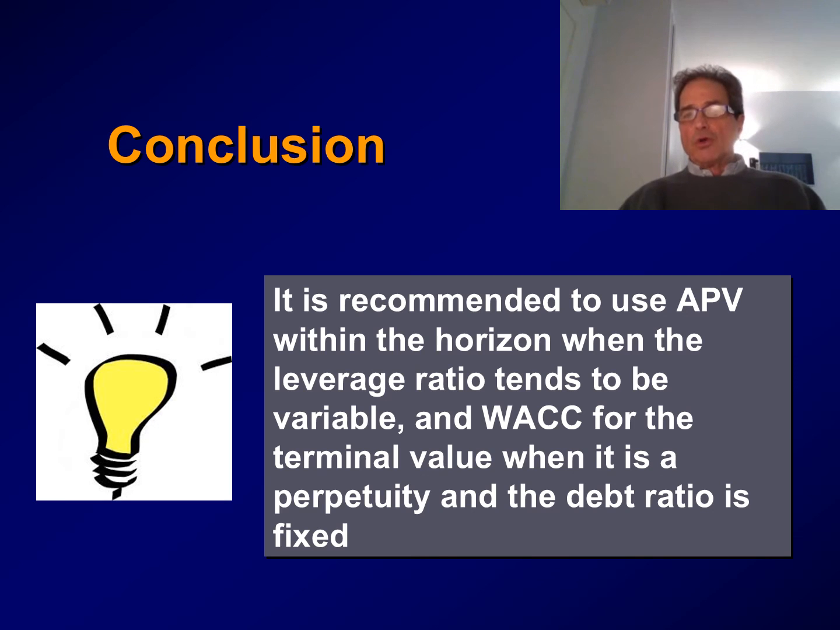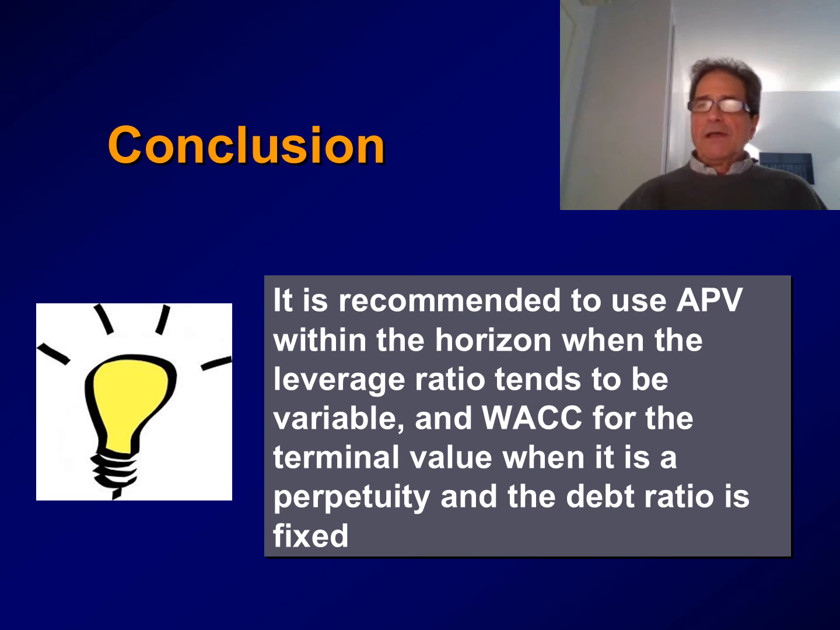So what is our conclusion here? The conclusion is that we should use APV, adjusted present value, for the cash flows within the horizon, and WACC for the cash flows after the horizon, whenever these cash flows are represented by a growing perpetuity. So we calculate the present value of this growing perpetuity using WACC. And for the cash flows throughout the horizon, for the period in which we are going to use APV, at what rate will we discount the tax shield?